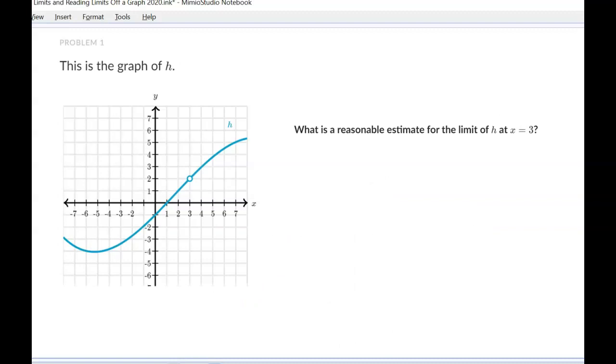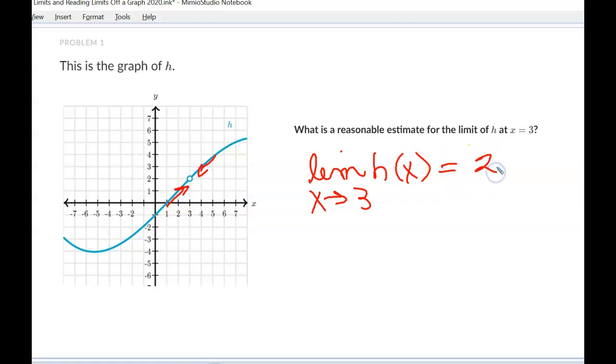Okay, let's learn how to read limits off of graphs. So this is the graph of h, and what's a reasonable limit for the limit of h as x approaches 3? So it'd be the limit as x approaches 3 of h of x. And as you approach 3 from the left-hand side and from the right-hand side, you can see that the graph is approaching that open circle, and that limit would be 2. Even though the graph is not defined at 3, it still has a limit. So the limit would be equal to 2.